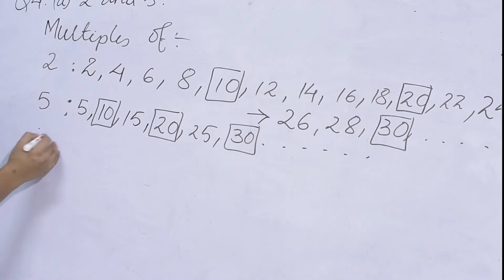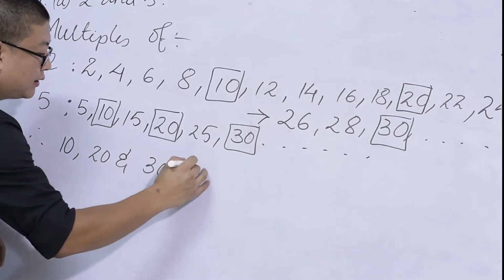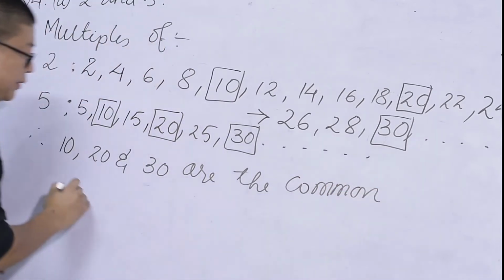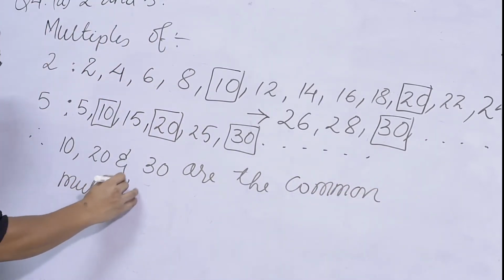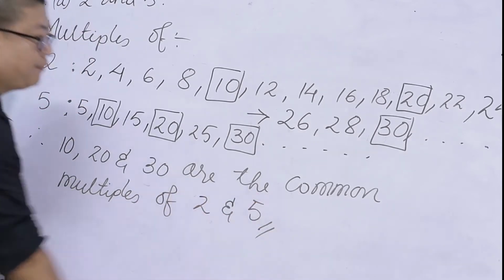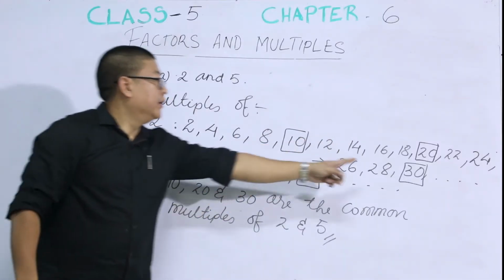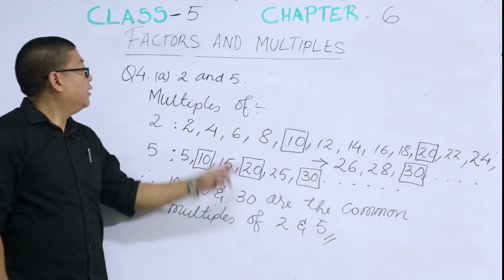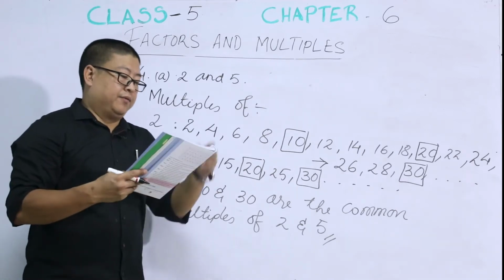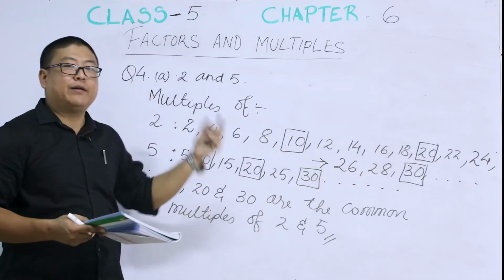Alright? So we can write therefore 10, 20 and 30 are the common multiples of 2 and 5. So this is your final answer. 10, 20, 30 are the common multiples of 2 and 5. Alright? So this is how you will solve for B, C and D. Same thing. List out the multiples until you find 3 common multiples.